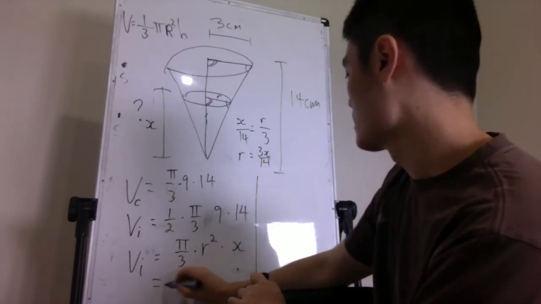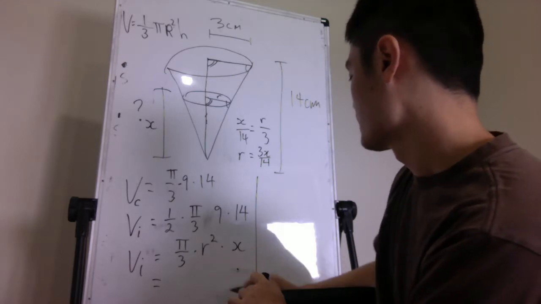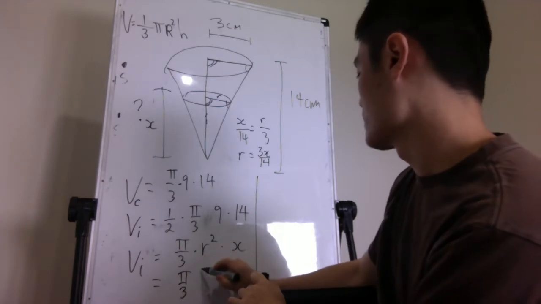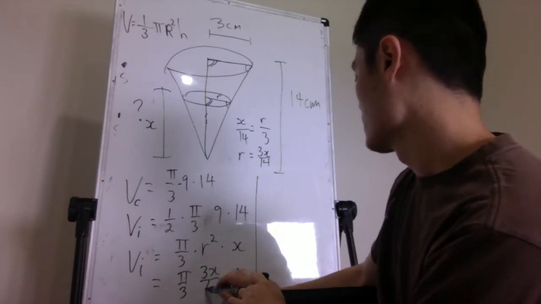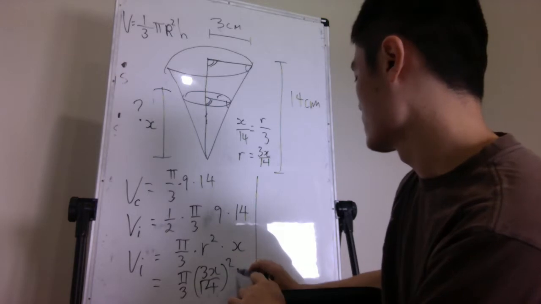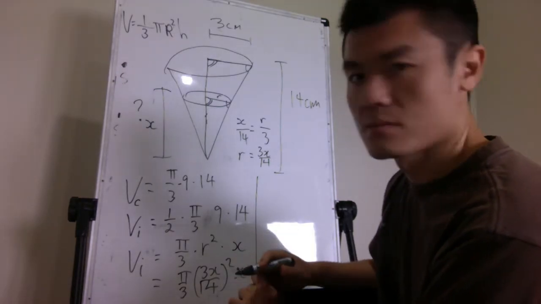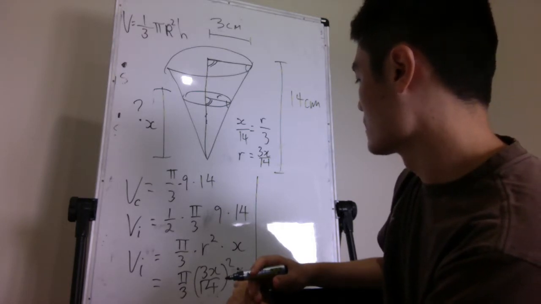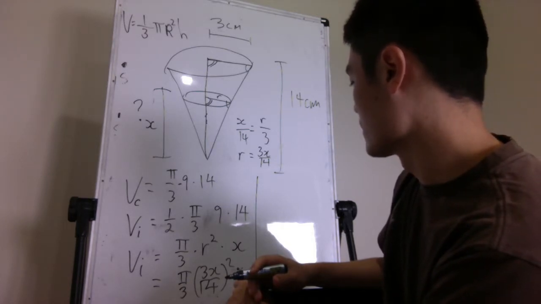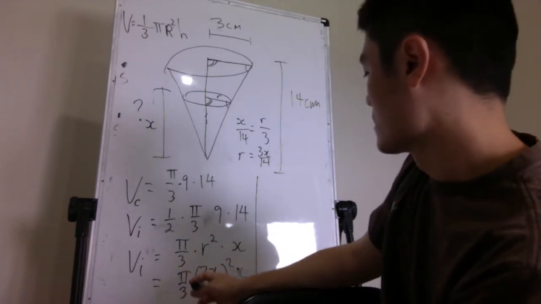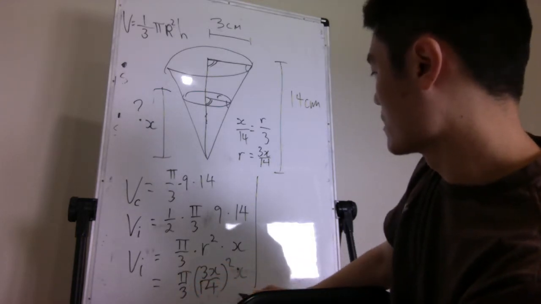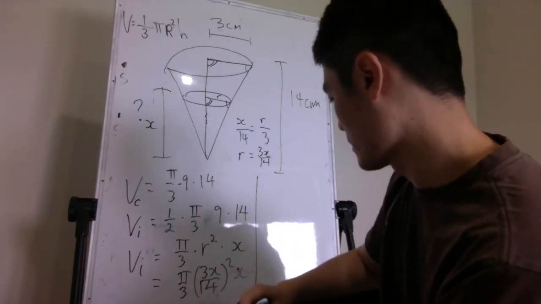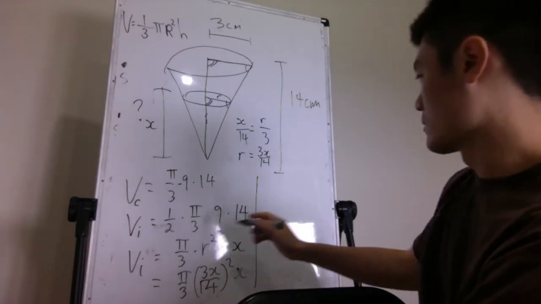And then here we have pi over 3, and then it's 3x over 14 squared times x. Okay, so this is kind of just the long, short, and steady way of doing this problem. And so we have that this thing here is equal to this thing here. And then we just have to solve for x. Okay, so it looks like this.